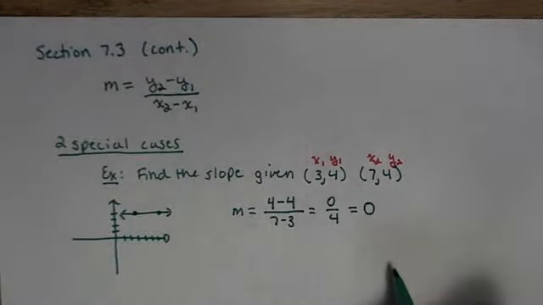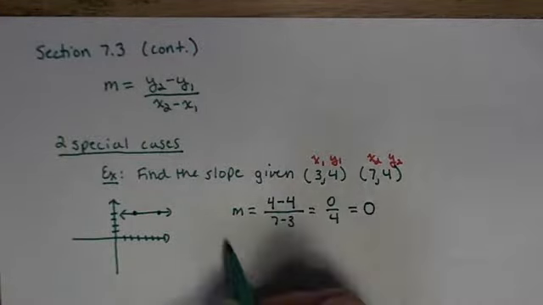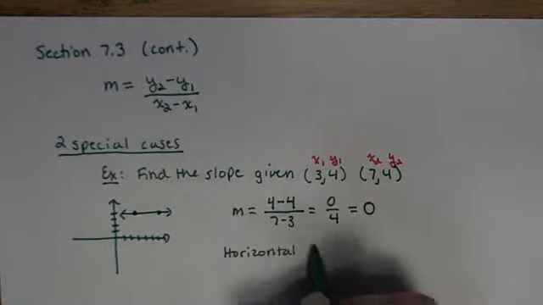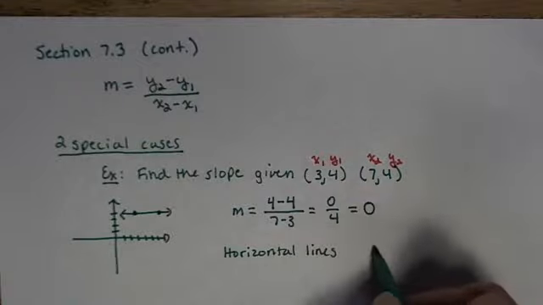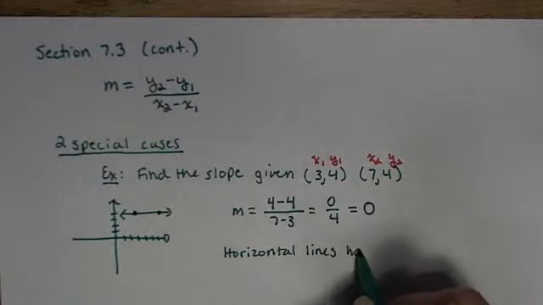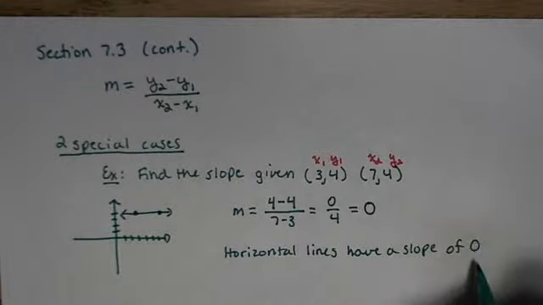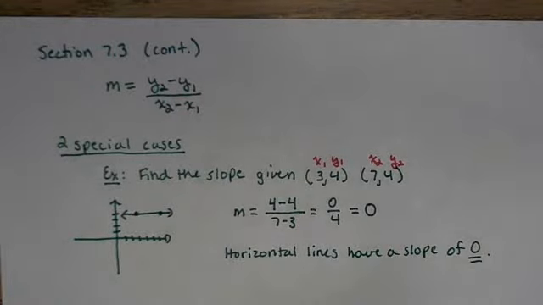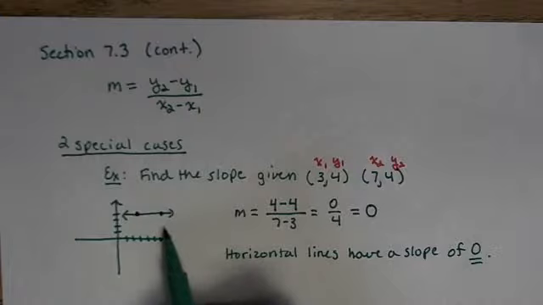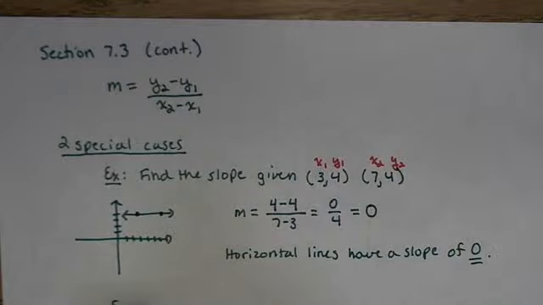So when I'm looking at a horizontal line, you need to remember that horizontal lines have a slope of 0. And that will always be true. If you know 2 points, you can calculate it, but if you just see a horizontal line anywhere, you know that it has a slope of 0. Let's look at another example.